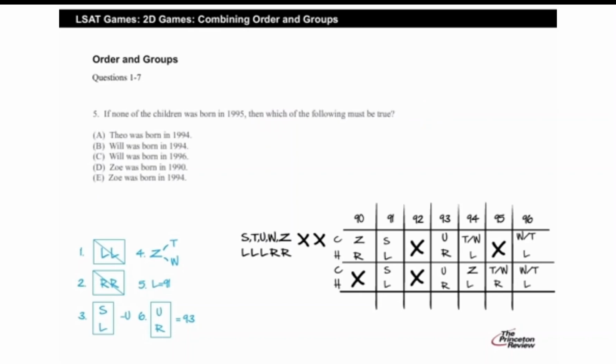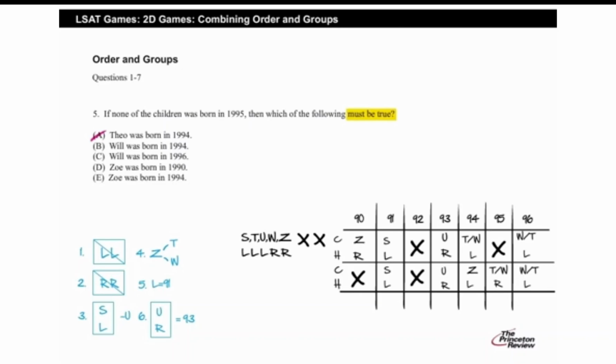Question 5 asks, if none of the children was born in 1995, then which one of the following statements must be true? This is a specific must be true question, and it can only work with scenario 1, in which no one is assigned to 95. Choice A, Theo was born in 1994, could be false. Theo could be born in 96, so eliminate A.